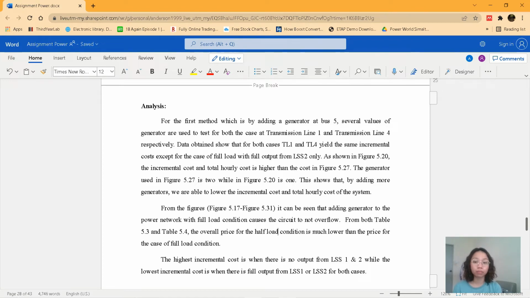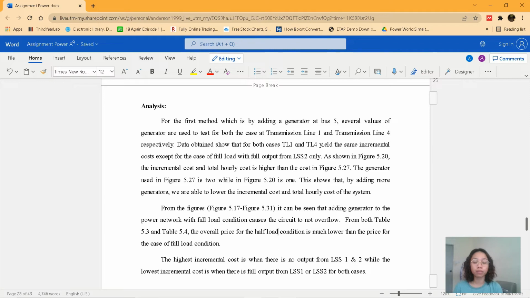So as shown in figure 5.2, the incremental cost and total hourly cost is much higher than the cost in figure 5.27. This is because in 5.27, the number of generators that are used are 2, while in figure 5.2, we are only using 1 generator. So this shows that by adding more generators, we are able to lower the incremental cost and total hourly cost of the system. And from figures 5.17 till figure 5.31, it can be seen that adding a generator to the power network with full load condition causes the circuit to not overflow.